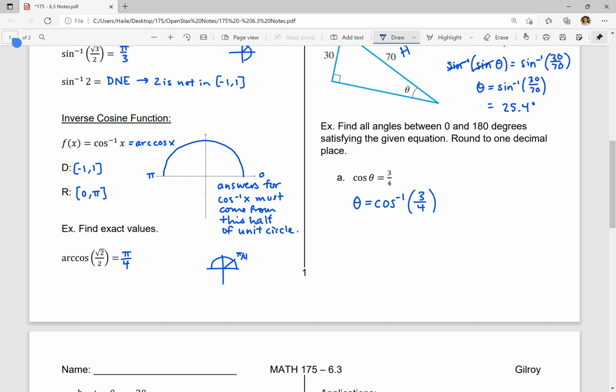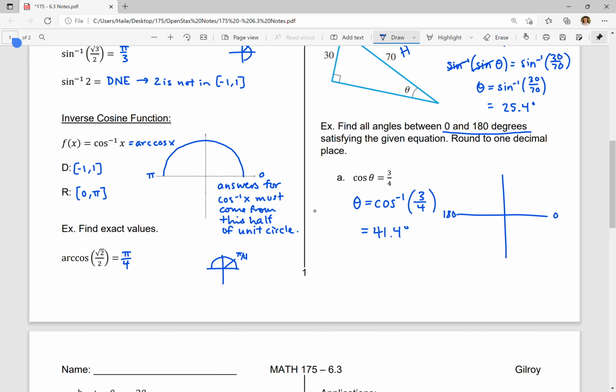Next, I need to put this in the calculator, and if I do that in degree mode, because we said between 0 and 180 degrees, we get 41.4 degrees. Okay, the last thing I need to do is check that this is the only angle that's going to do that. So if I draw my coordinate grid, and I think about 0 and 180 degrees, well, that's 0 and this is 180. Is there another angle that can possibly have a cosine of positive 3 over 4? And the answer is no.